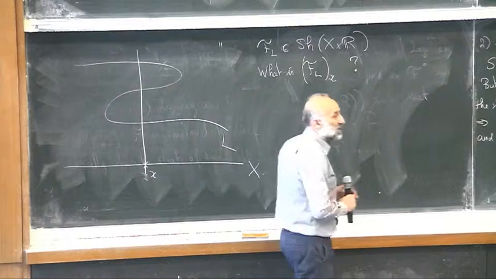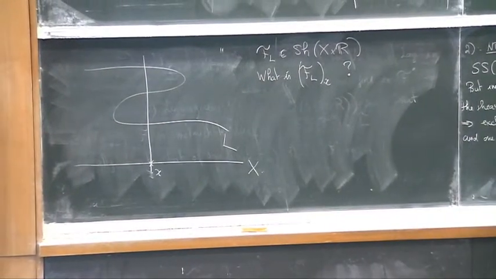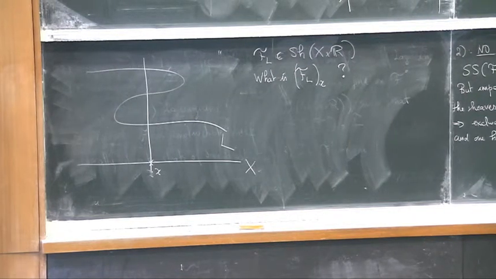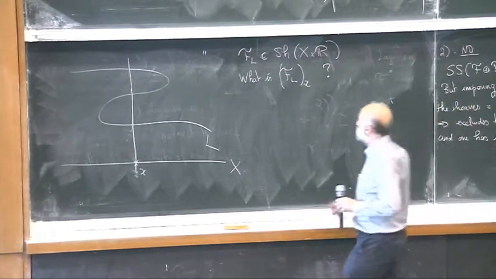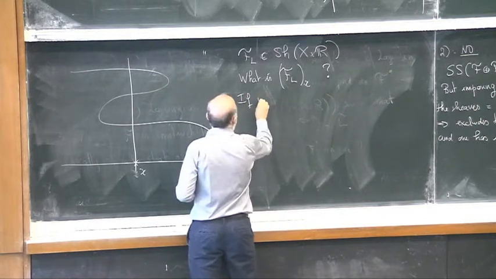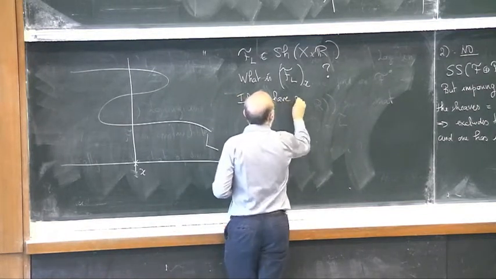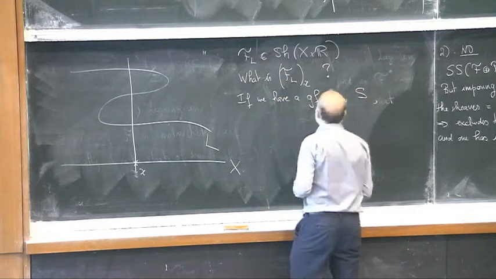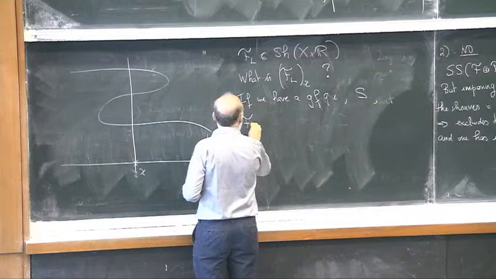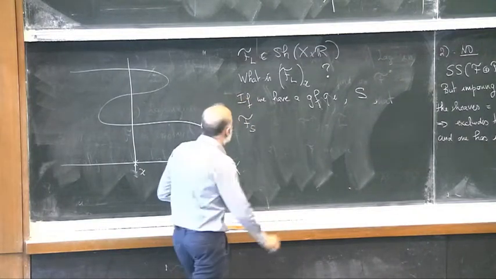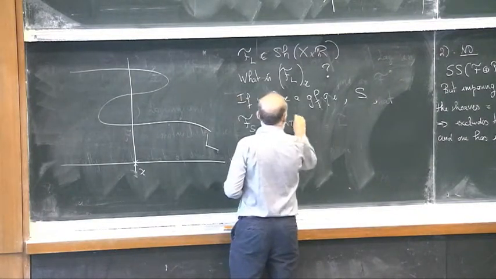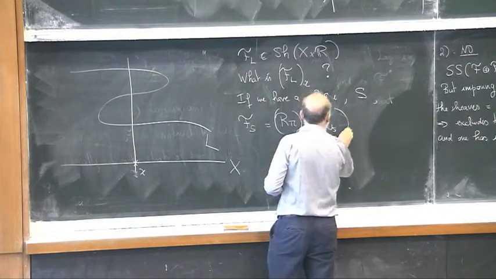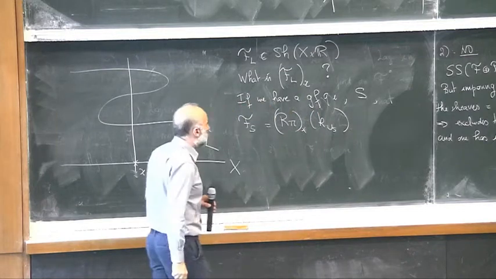Well, you can try to guess, and the only way you can guess is by going back to the only case you can actually do, which is the case where you have a generating function. So if S is a generating function quadratic at infinity, then F_S is this Rπ_* of K_{U_S}.